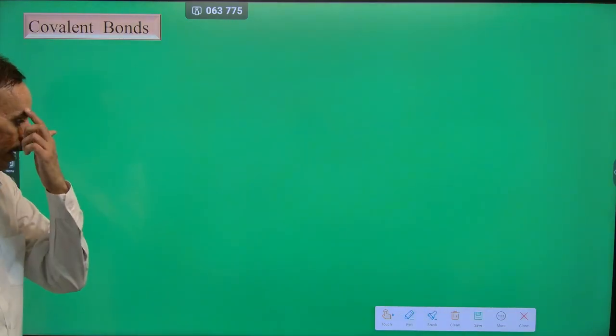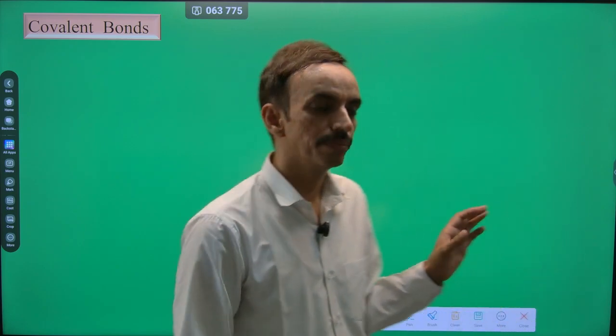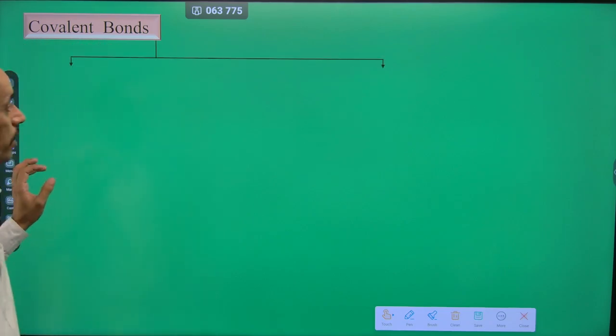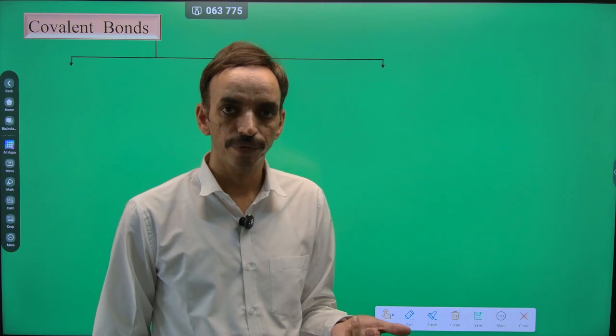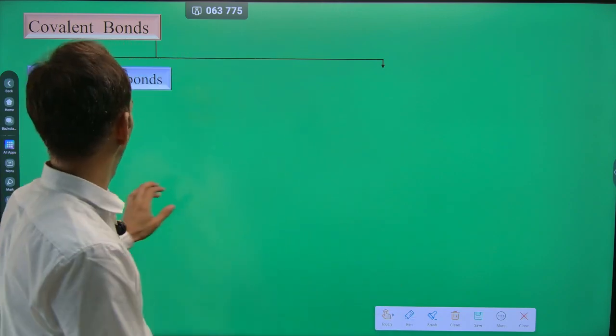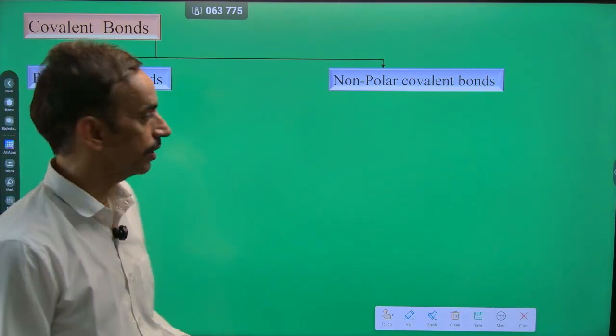Next is the covalent bond. As we stated, pure ionic bonds are not possible in the biological system. So in the biological system, the strongest bond is the covalent bond. Covalent bonds are formed by the sharing of electrons between two atoms. They are of two types, polar covalent bond and non-polar covalent bond.